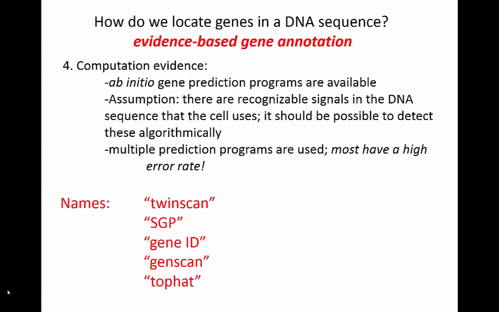The final type of evidence we will use in gene annotation is computational evidence. So many people have attempted to write programs that predict the locations of genes from raw DNA sequence. These are called ab initio gene prediction programs. All of these programs assume that there are recognizable sequences that a cell can use and that a program could detect. There are multiple different ab initio prediction programs that we will use. Most of them have a very, very high error rate.